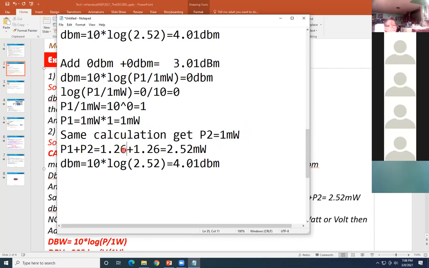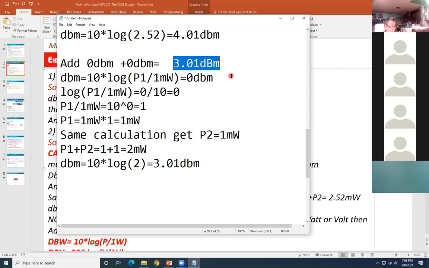Okay. And you take the log of 2. Okay, so what do you get? .01. 3.01. That's what the people already gave me as the answer right here. That's very good.